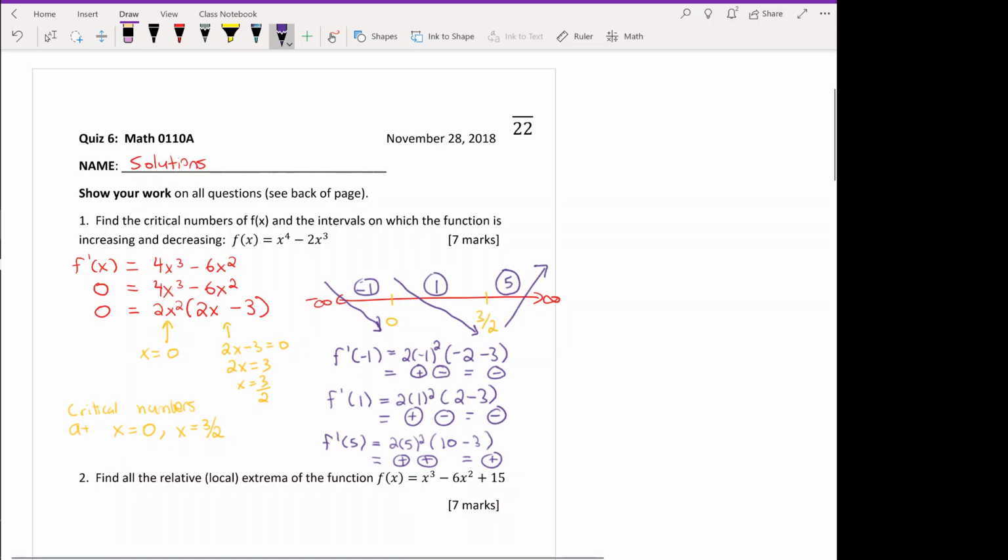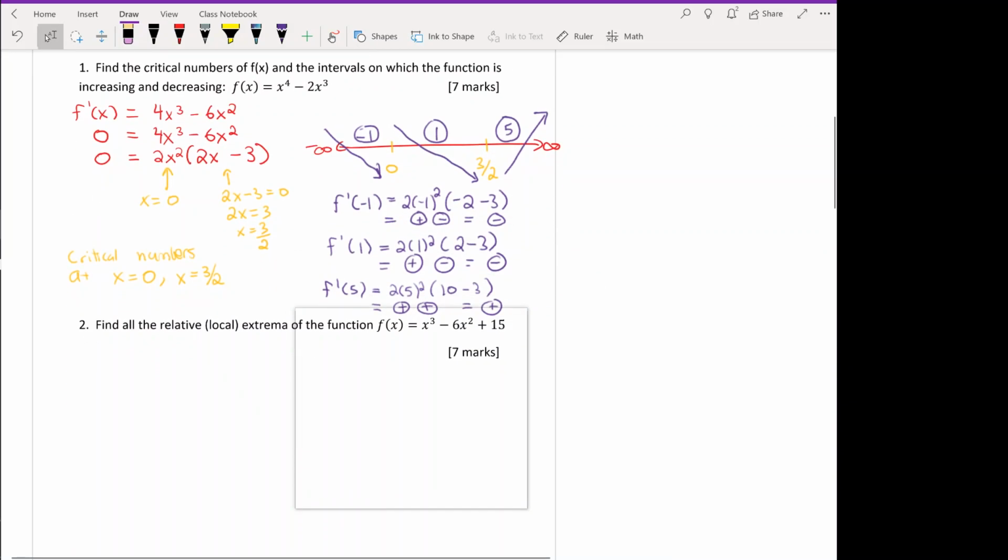Now, that's all the question wants. It just wants regions of increasing and decreasing and critical numbers. So the graph answers the question that the function is increasing only from 3 over 2 up to infinity, and it's decreasing everywhere else. If it asks about max or min, we would say that there's a min at x equals 3 over 2, and then we would then struggle mightily to get the y value by plugging x is equal to 3 over 2 back into the function.